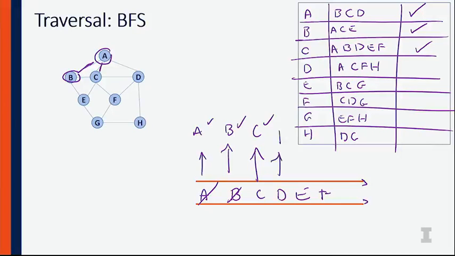We repeat this process. D now gets visited. The new node on D is F, and F is already here. H gets added. Then, after visiting D, we visit E.